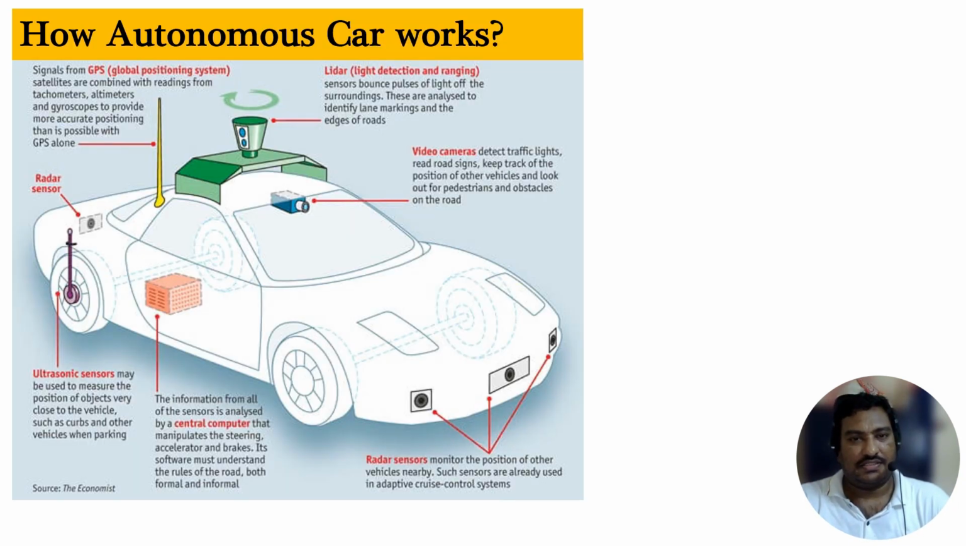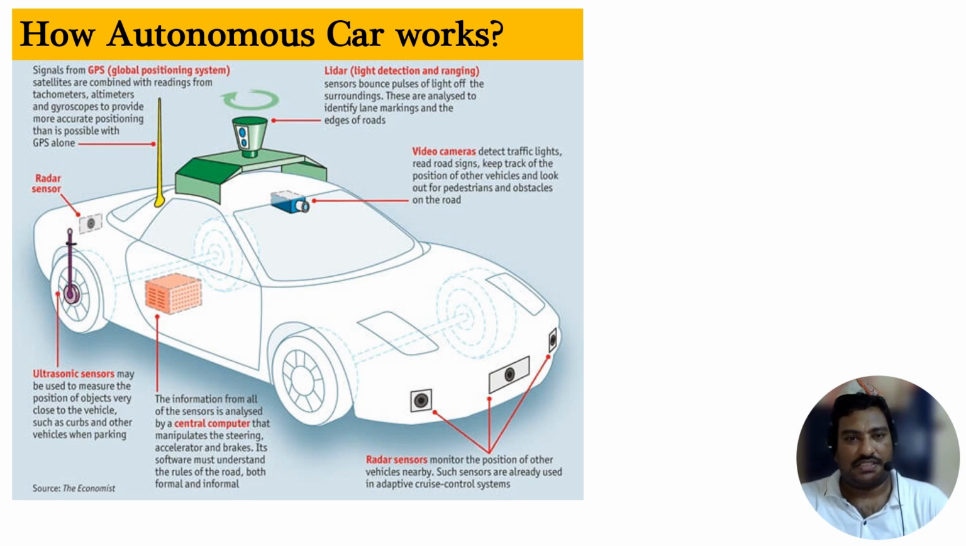Let's see how an autonomous vehicle works. Here in this diagram, you can clearly notice the major components of an autonomous vehicle: GPS system, LiDAR, video camera, radar sensors, central computer, as well as ultrasonic sensors. There are numerous radar sensors as well as cameras and other sensors. The sensors collect all the data and send it to the central computer. Based on the sensor data, the central computer takes the decision to steer or brake the vehicle. This is the common functionality of how autonomous cars work.